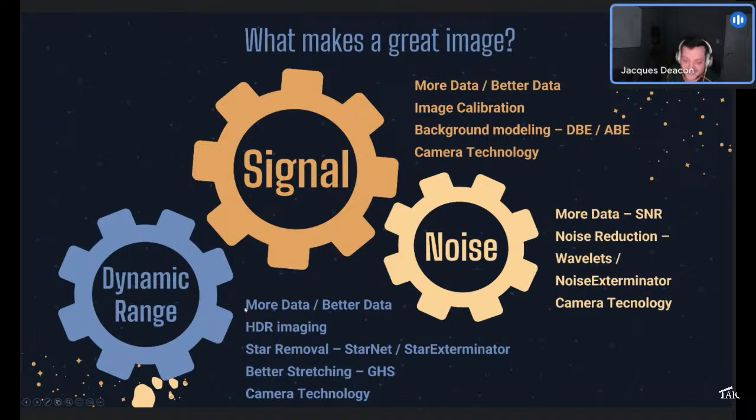Dynamic range, again, here's a theme here, is getting more better data, revealing that faint stuff underneath the more bright stuff. It's really challenging. We work with great dynamic ranges between, let's say, your bright stars and this very faint stuff. So you need the data to separate the two. You can consider something like HDR imaging. I think that's becoming quite popular now.